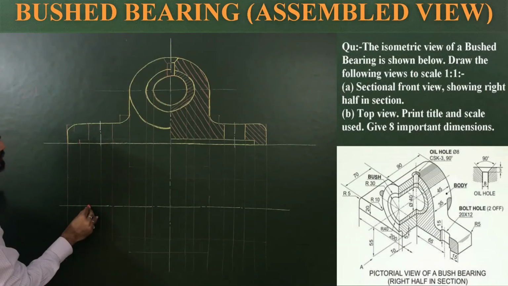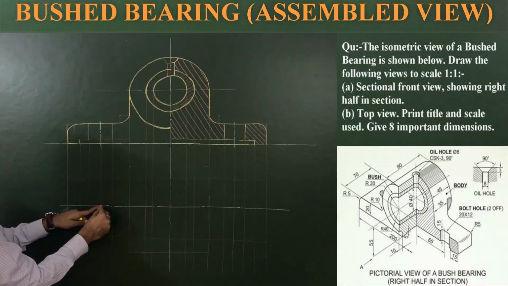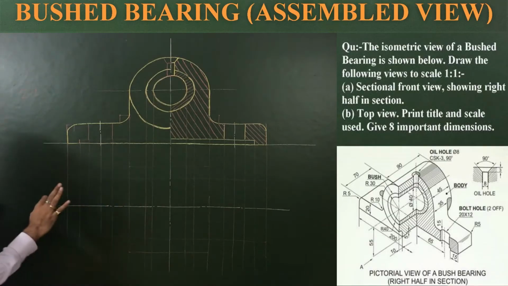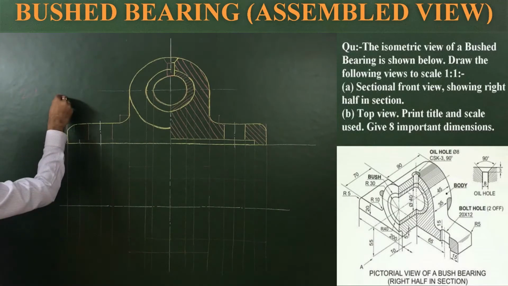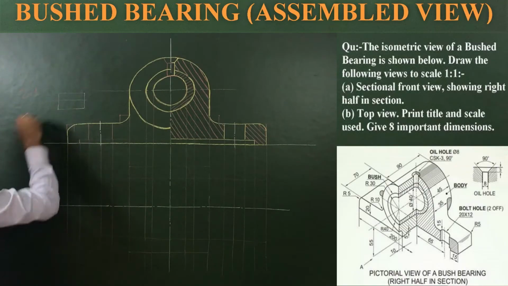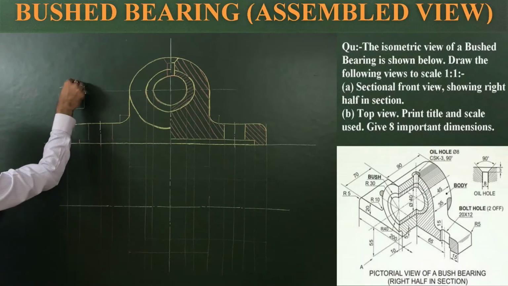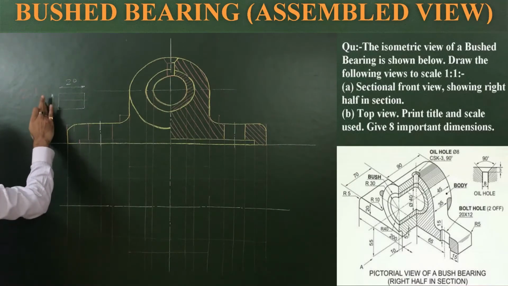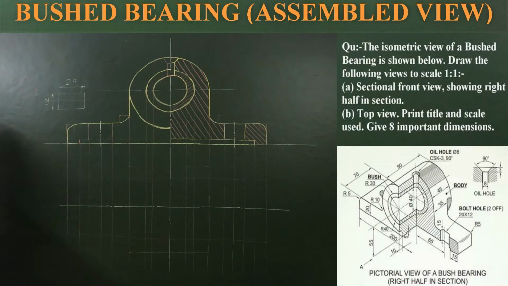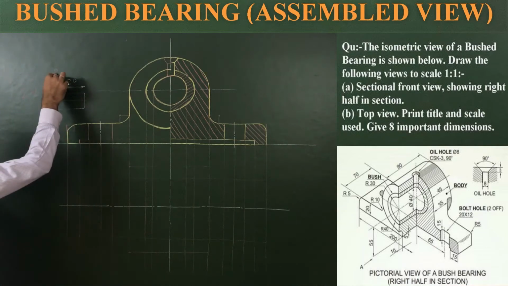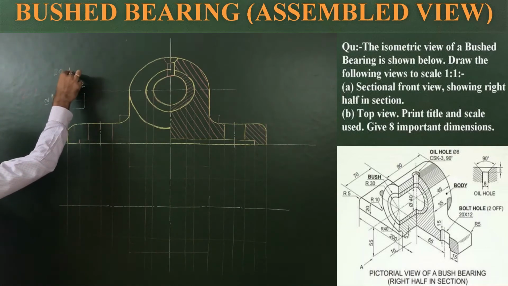So this is the center of the bolt hole, and from this center the size of the bolt hole is of order 12 by 20. So approximately I am doing it here. Size 12 by 20 means this is 20 and this is 12.